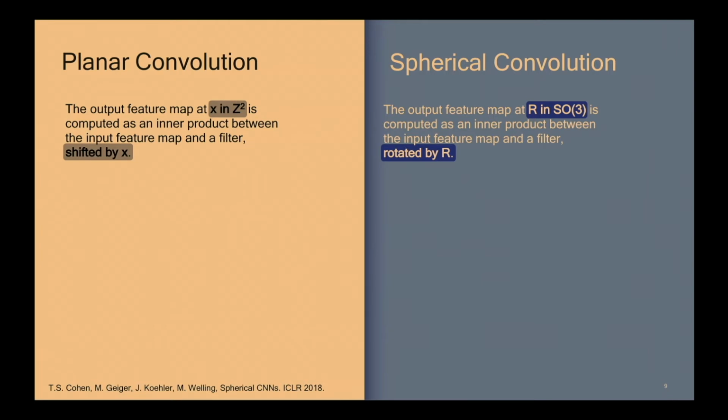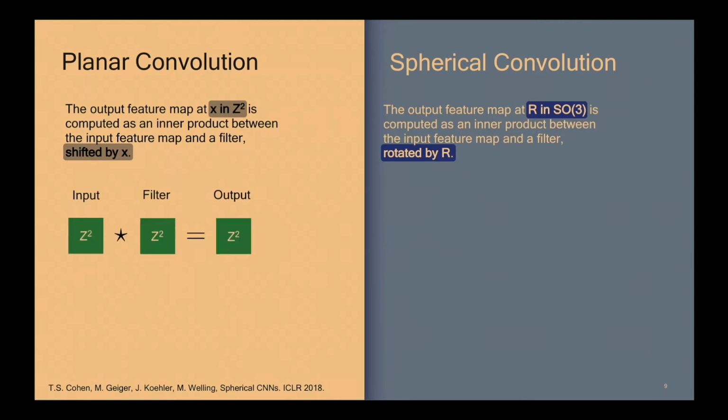So in spherical CNNs, we follow the same logic, but now the space of moves that we apply to our filter is the rotation group. So the feature map is a function on the rotation group SO3. And so whereas in the input you have plane times plane equals plane, now we have sphere times sphere equals some three-dimensional manifold, which is the rotation group.